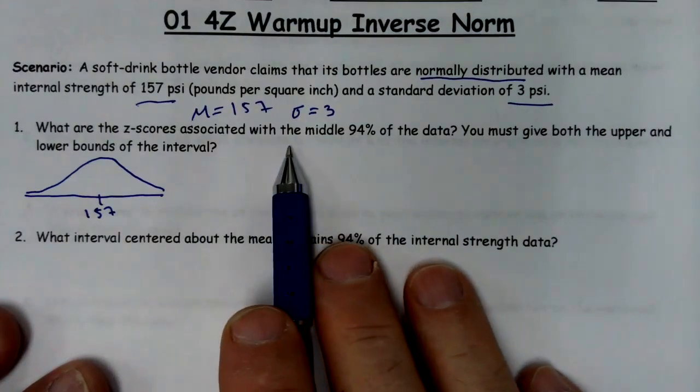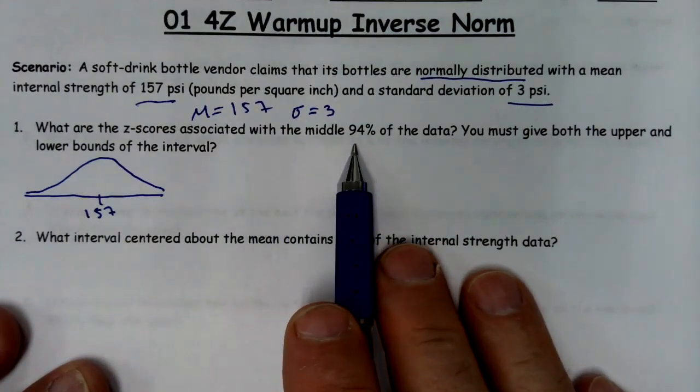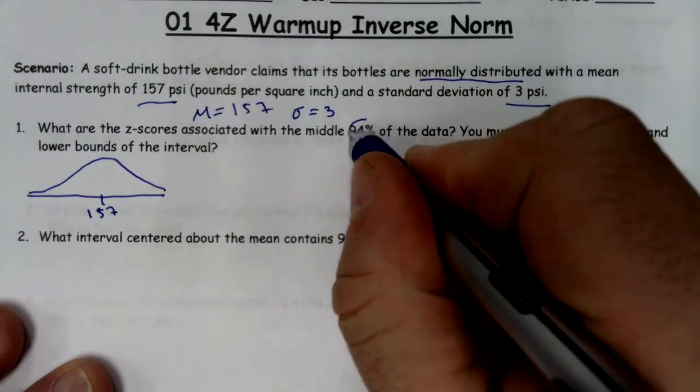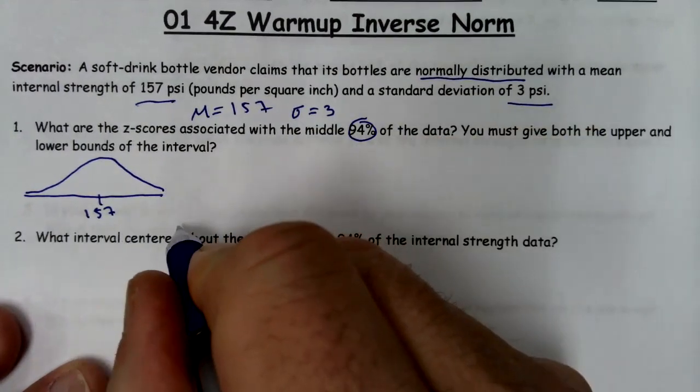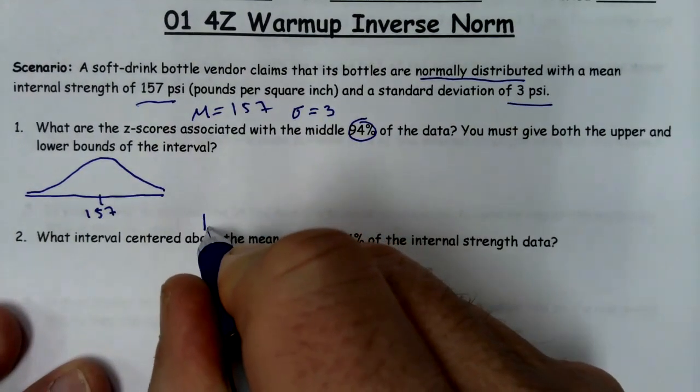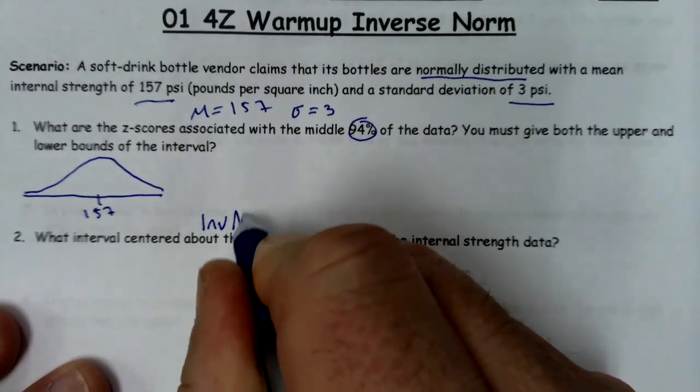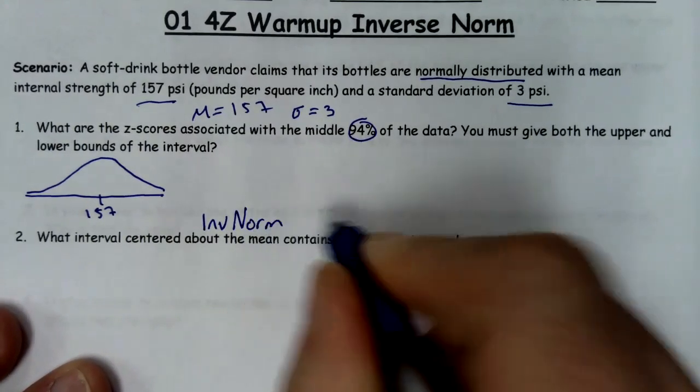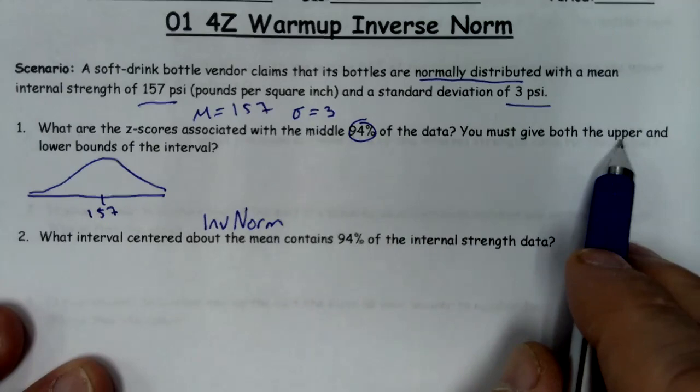What are the z-scores associated with the middle 94%? Well, as soon as I see 94%, I know I'm working with an inverse norm. So I'm going to go ahead and write that down. Inverse norm. You must give both the upper and lower bounds.